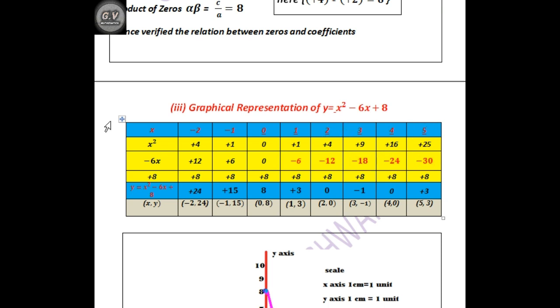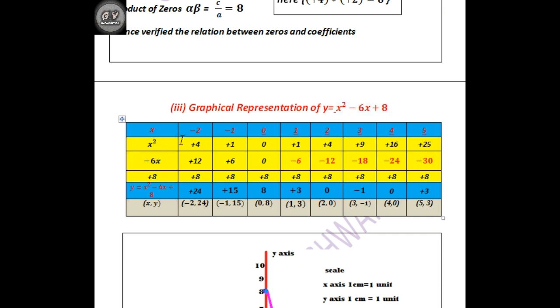Why? Because minus into minus is plus, minus into plus is minus. No need to multiply the signs. Just remember, a term which contains a negative means we need to change the sign.